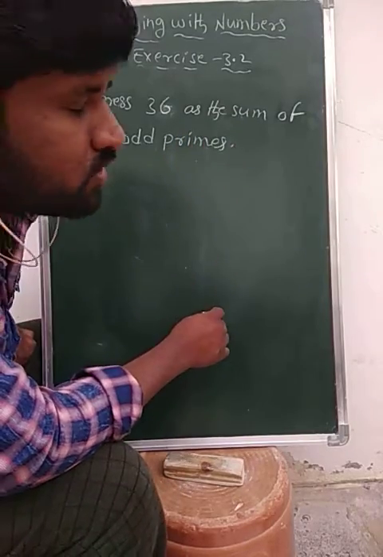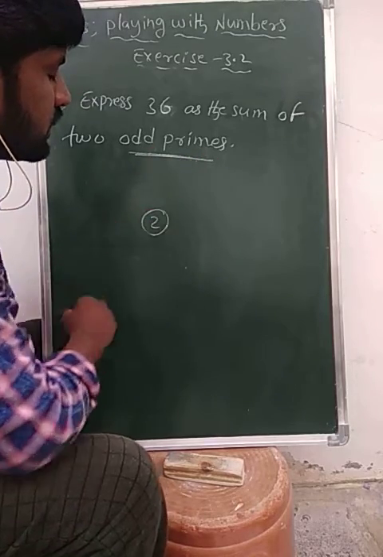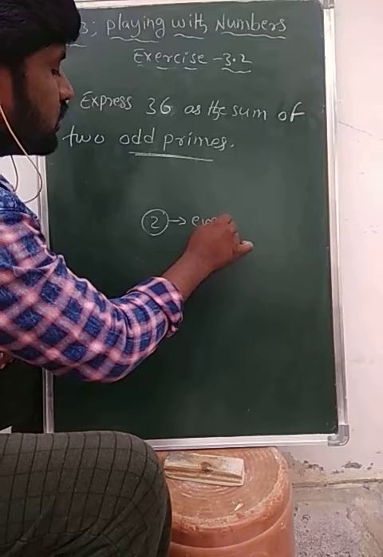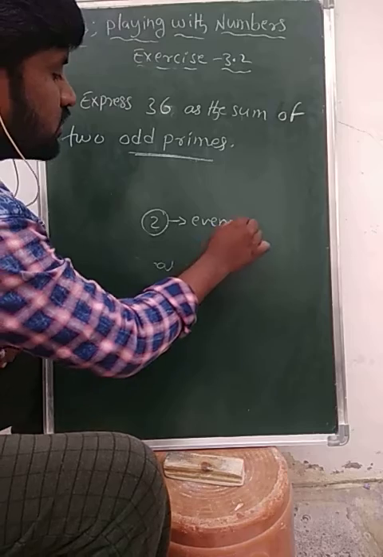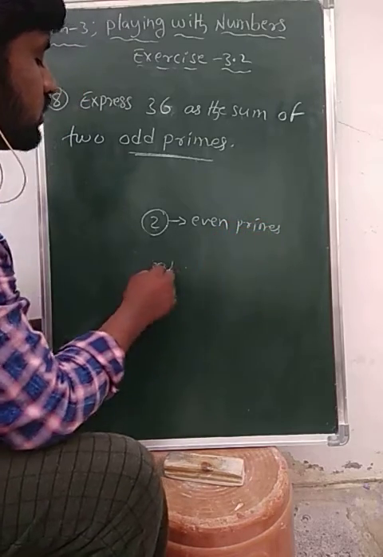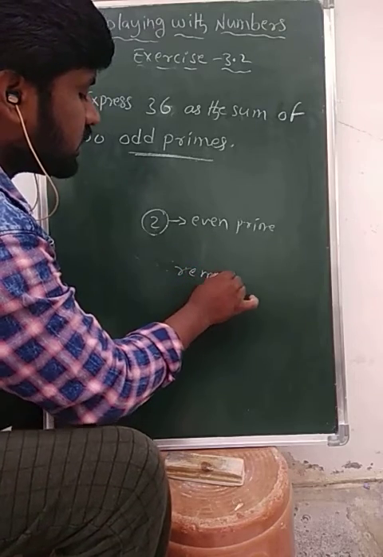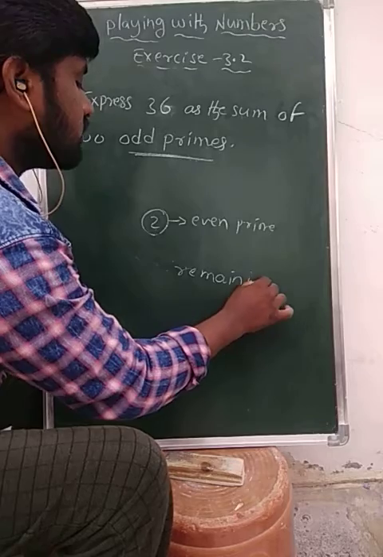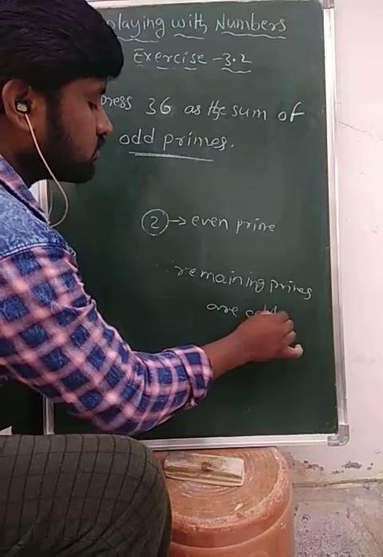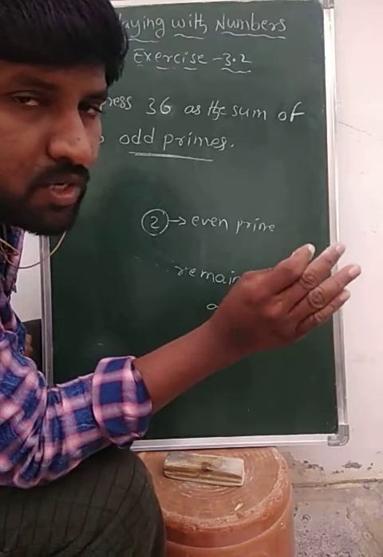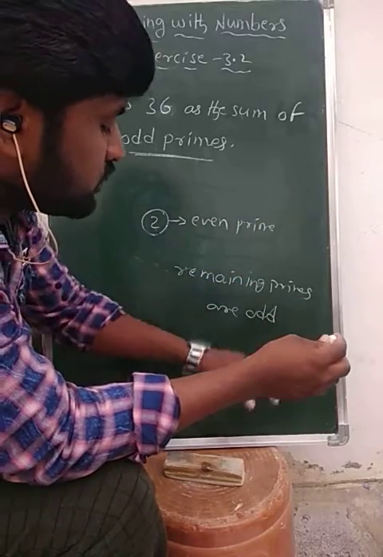Okay, we know, odd primes means what? Among prime numbers, 2 is the one and only even prime. Okay? The remaining primes are all odd. Of all the prime numbers, only 2 is the even prime. So the remaining primes are odd primes only.